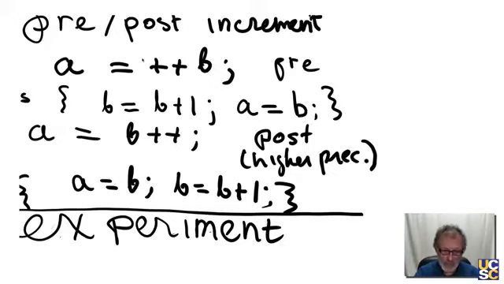In the post case, which has higher precedence, by the way, a assigned b++, it's the equivalent of a is first assigned b. So if b was 5, a would be 5, but then b would become 6. All right, so I hope you'll experiment, and I'm going to show you an experiment right now. I'm going to switch over to my runtime window.